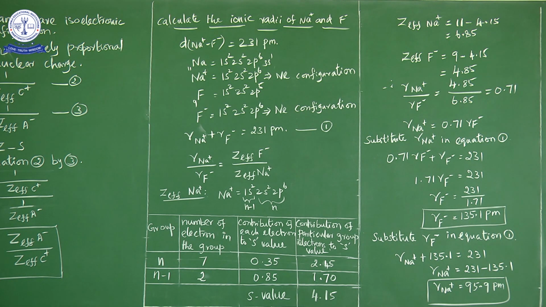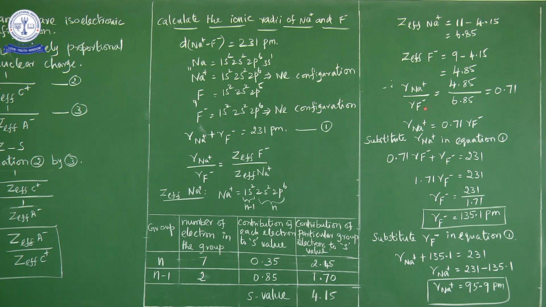Then the effective nuclear charge of the fluoride ion. We have seen that Na plus and F minus are isoelectronic with each other, so they have the same number of electrons in the electronic configuration. For Na plus the screening value is 4.15, and for the fluoride ion the screening value is the same, 4.15. But the atomic number for fluorine is different. So Z effective is equal to Z minus S. The atomic number of fluorine is 9, while sodium is 11. So 9 minus 4.15 equals 4.85. So the effective nuclear charge for the fluoride ion is 4.85.